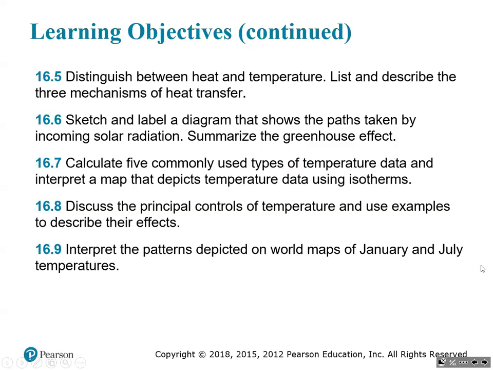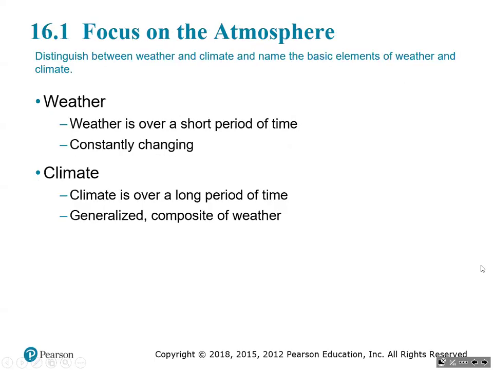We'll look at patterns depicted on world maps of January and July temperatures to see how temperatures change with the seasons. So, when we talk about the atmosphere, we can talk about what's happening over a short period of time, what's happening day to day. That is the weather. The weather is what's happening today or what's happening this week. It's not like a long-term pattern, it's short-term.